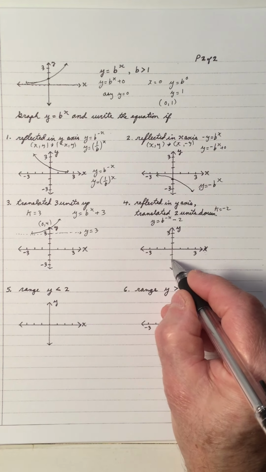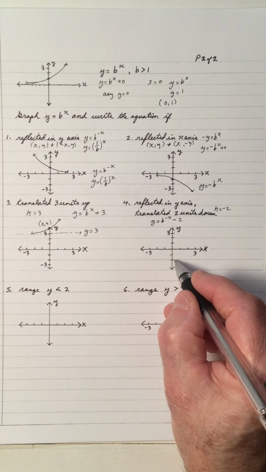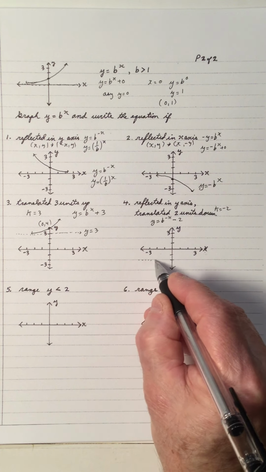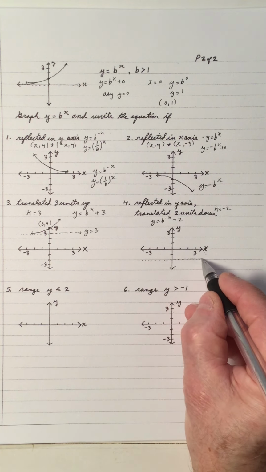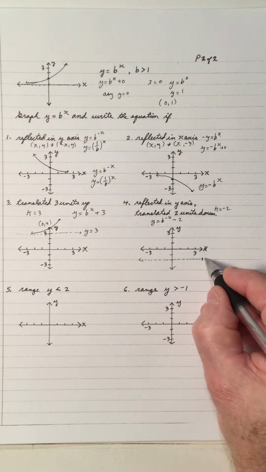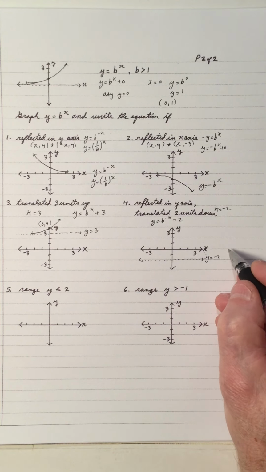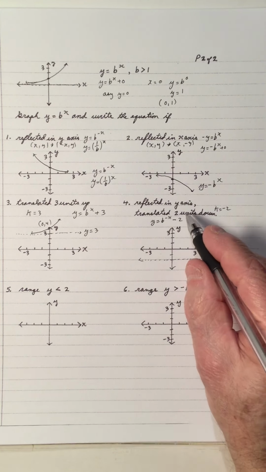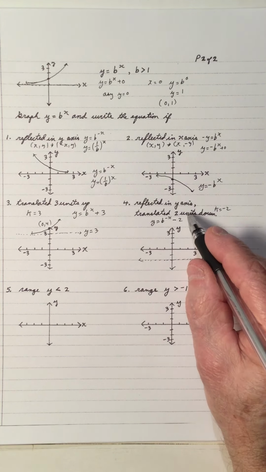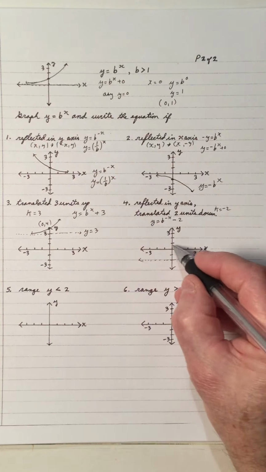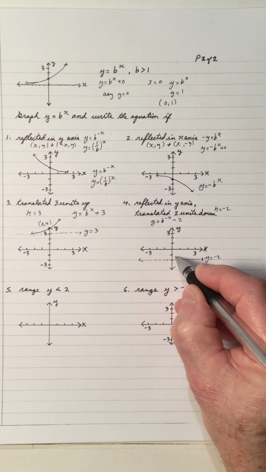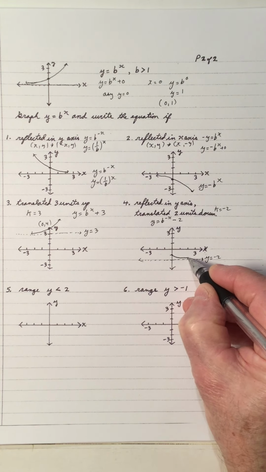So the asymptote has gone down to here. Instead of y equals 0, the asymptote is y equals negative 2. And it's reflected in the y-axis. So that means instead of going like this, it's over here. So it's going like this.